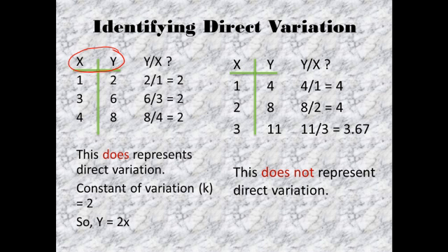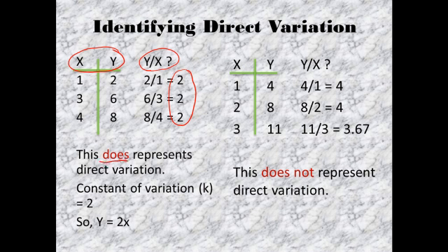To identify if it's direct variation, we look at the relationship of y divided by x. 2 divided by 1 equals 2, 6 divided by 3 equals 2, and 8 divided by 4 equals 2. Since they all have the same relationship of 2, this does represent direct variation.